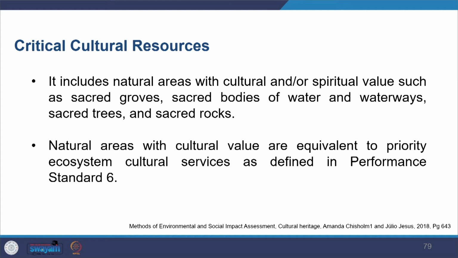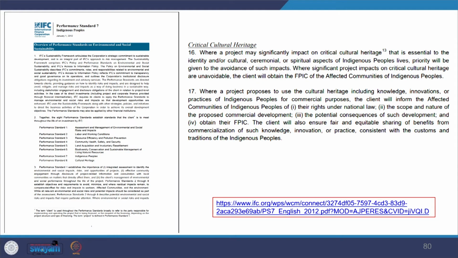So you see the critical cultural heritage. This performance standard emphasizes that wherever the project may impact the critical cultural heritage, it has to be avoided. Such impact should not happen. And if it is unavoidable, then you need to have the consent of the affected community peoples. And wherever the project intends to use the heritage, knowledge, or innovations of the people, they need to inform the affected communities of the indigenous people. So you see how these performance standards guide the usage of critical cultural heritage.